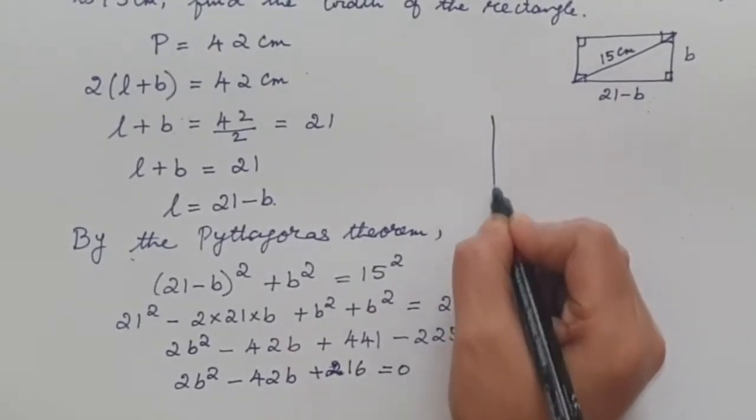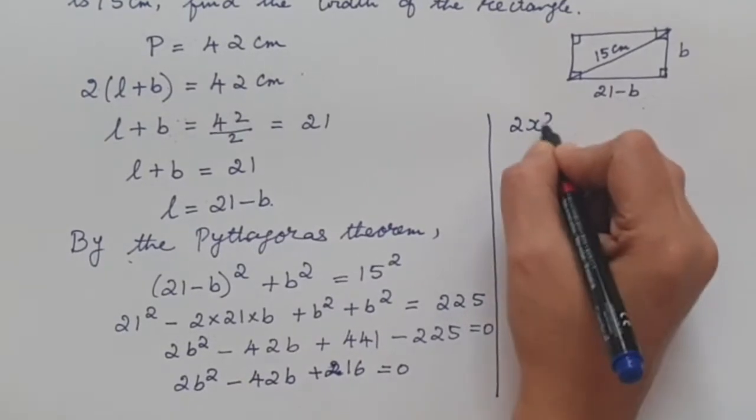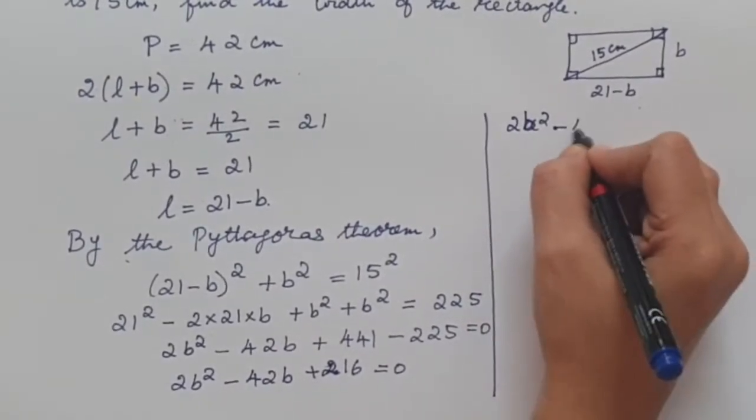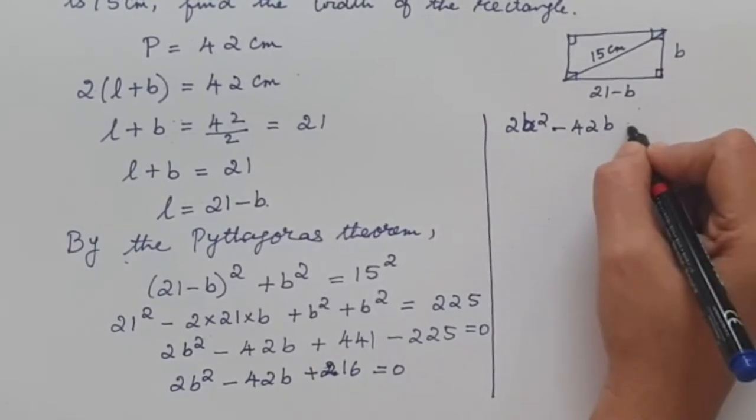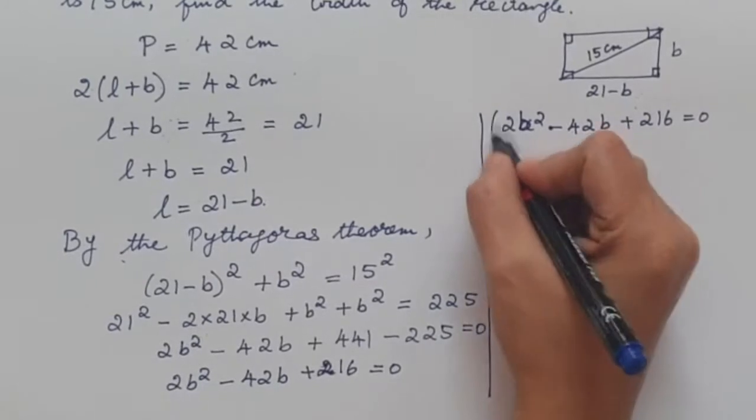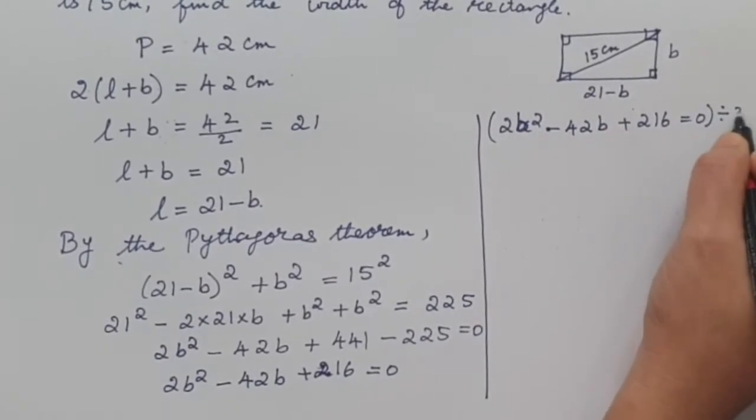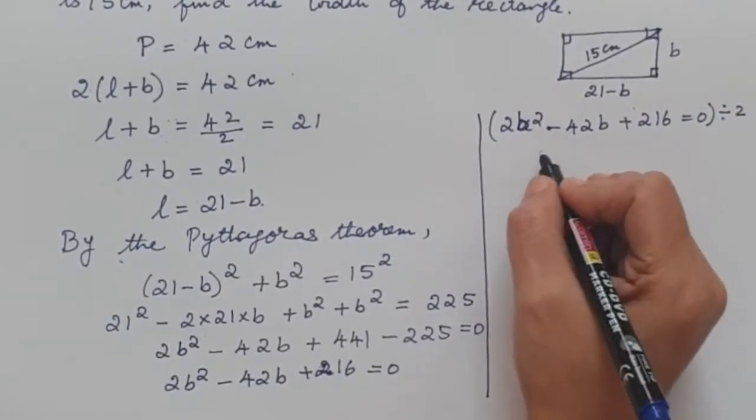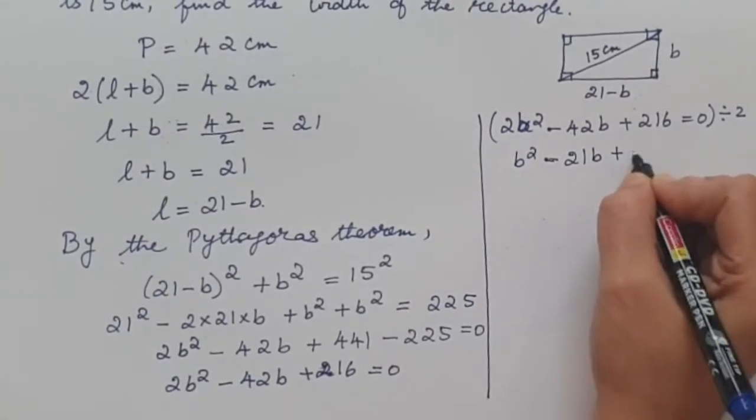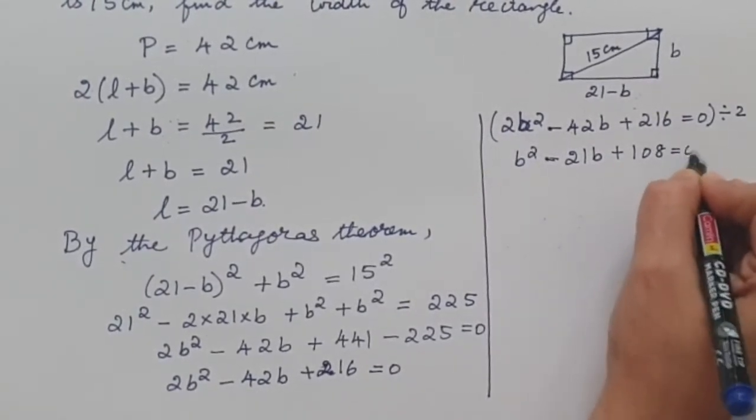I'll solve it over here. So, we have our equation as 2b squared minus 42b plus 216 equal to 0. The entire equation is divisible by 2. So, divide this by 2. So, we get it as b square minus 21b plus 108 equal to 0.